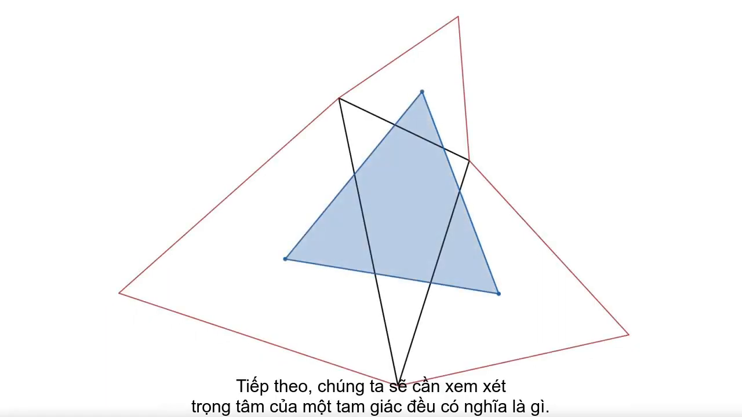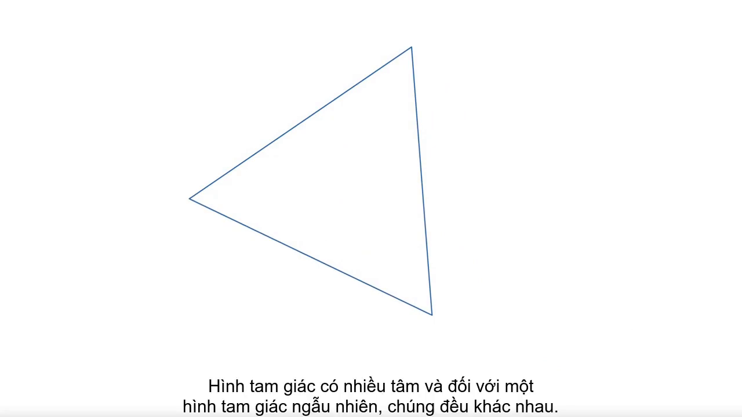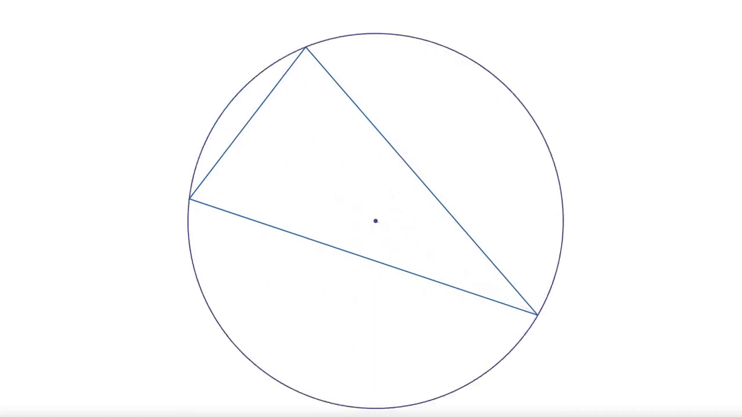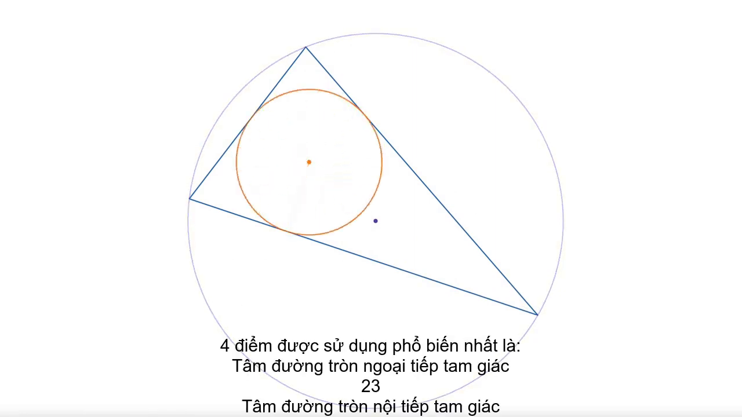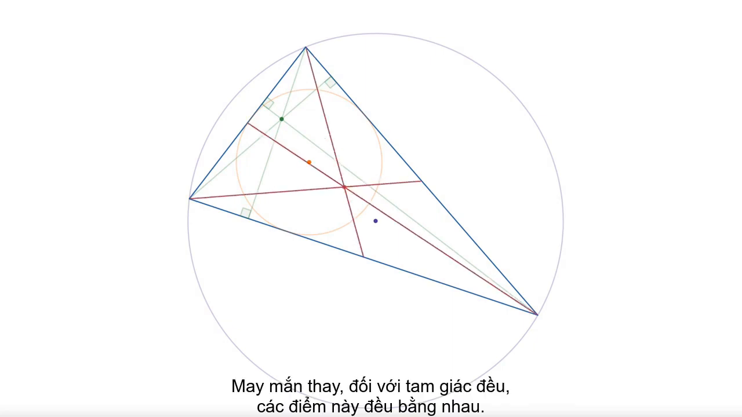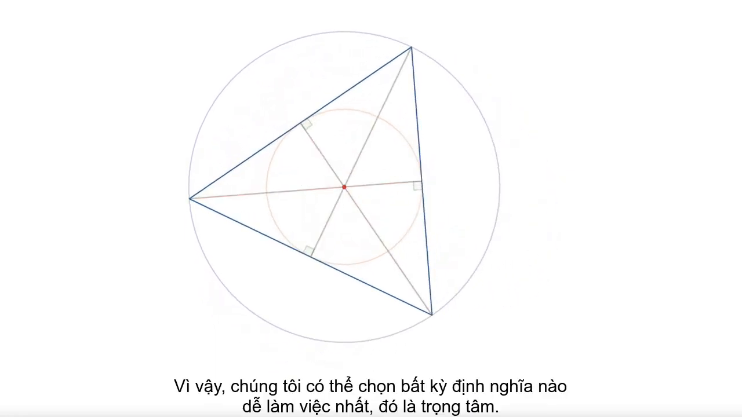Next, we'll need to look at what it means to be the center of an equilateral triangle. Triangles have many centers, and for a random triangle, they're all different. The 4 most commonly used are the circumcenter, the incenter, the orthocenter, and the centroid. Fortunately, for an equilateral triangle, these are all the same point. So we can choose whichever definition is the easiest to work with, which is the centroid.